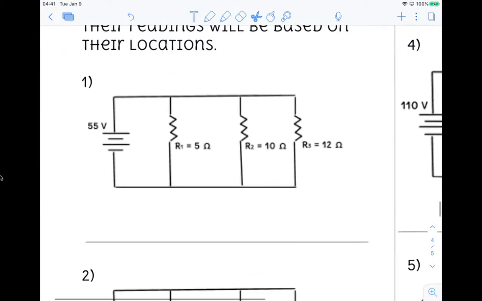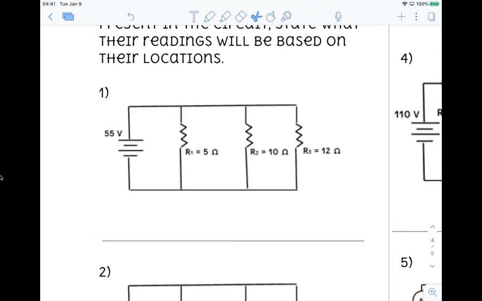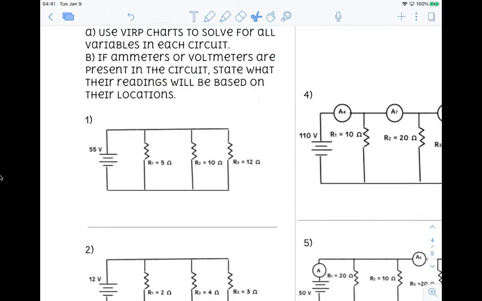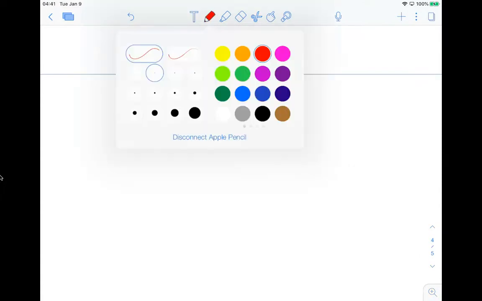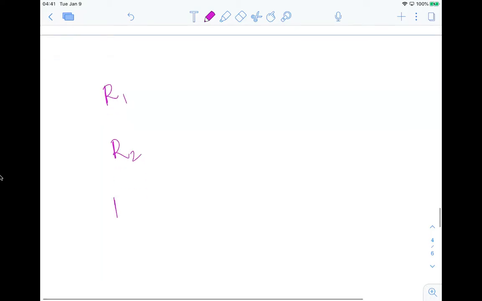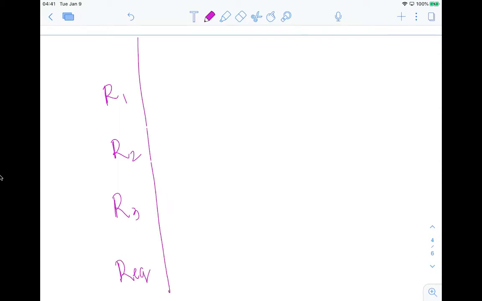For number 1, we have a battery and 3 resistors. So we're going to create a VIR chart. Let's go with purple. And we have 3 resistors. So we have R1, R2, R3, and of course we need REQ. We also are solving for V, I, R, and P for each one.